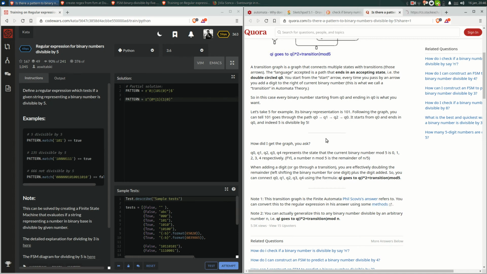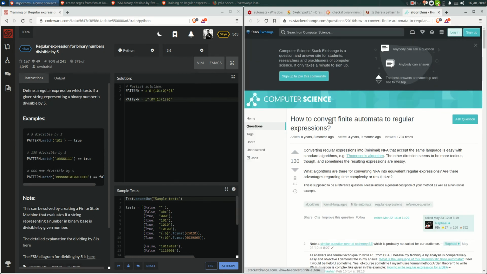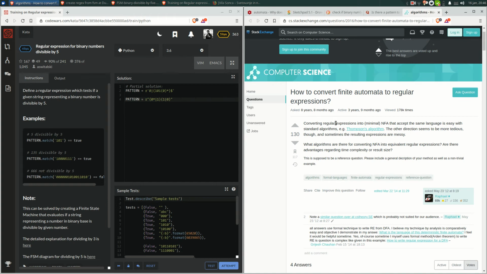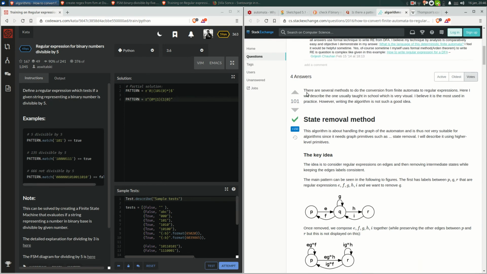Using some methods, how to convert to regular expressions, that accepts into minimal NFA, Thompson's algorithm. What into equivalent regular expressions? Computer science stack exchange. That sounds dope. Alright. There are several methods to do the conversion from finite automata to regular expressions. Here I will describe the one usually taught in school, which is very visual. I believe it is the most used in practice. However, writing the algorithm is not such a good idea.